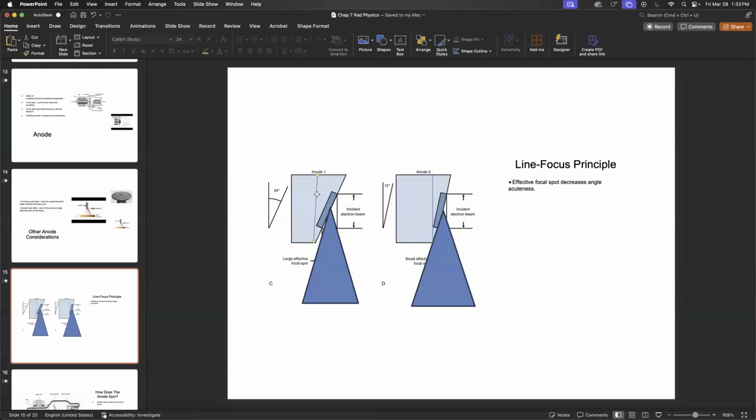The smaller the angle, the higher the anode heel effect. The higher the, yes. All right, thank you.